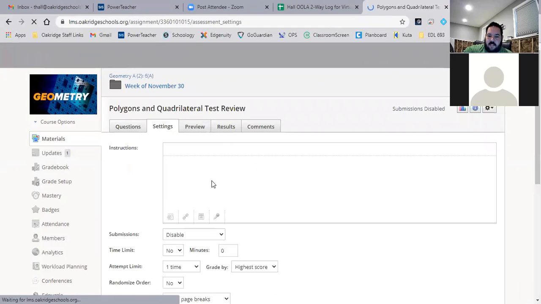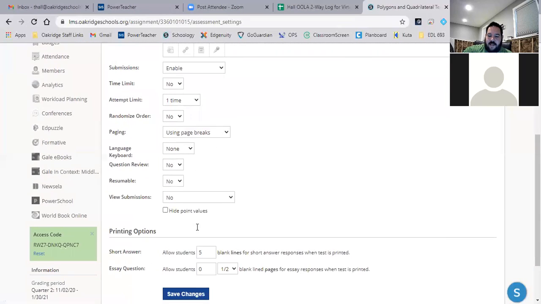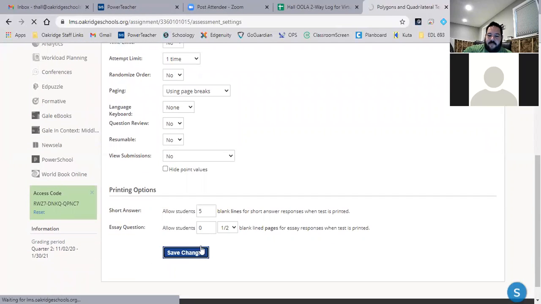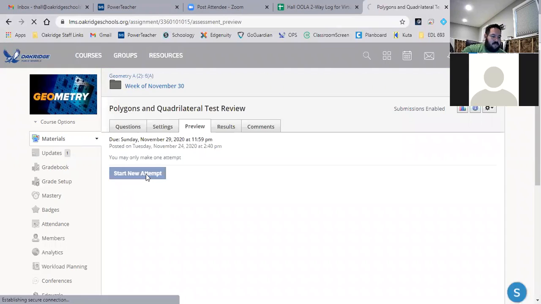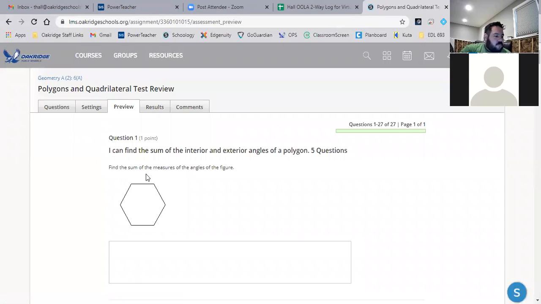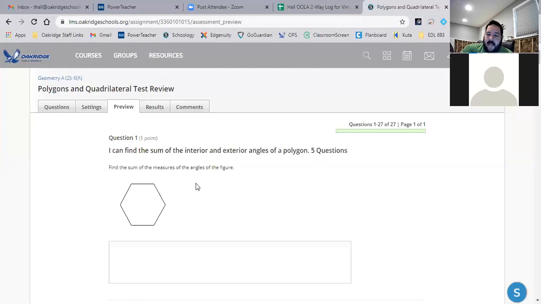Let me just make sure that it's enabled. I had that issue the other day. Okay. So now you should be able to get into that now as well. And then I have to go to preview. Mine's set up different, but the test and the review is the same way.